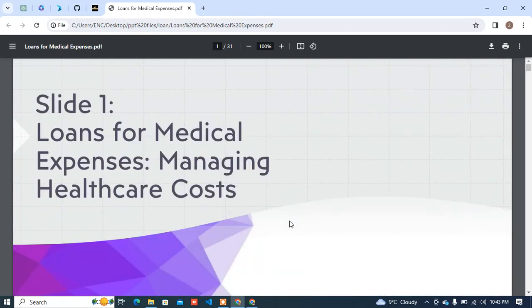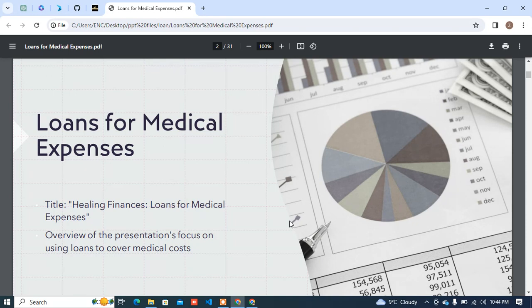Managing healthcare costs. This was slide 1, and the title is Healing Finances: Loans for Medical Expenses. The overview is that I will focus on using loans to cover medical costs.